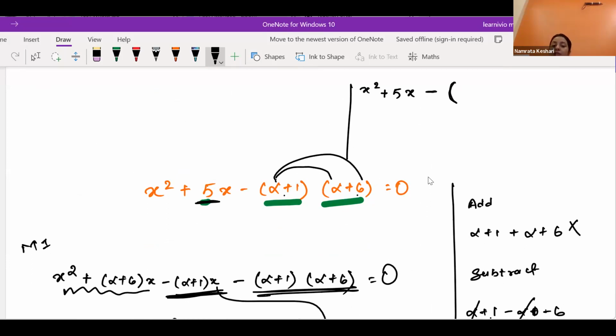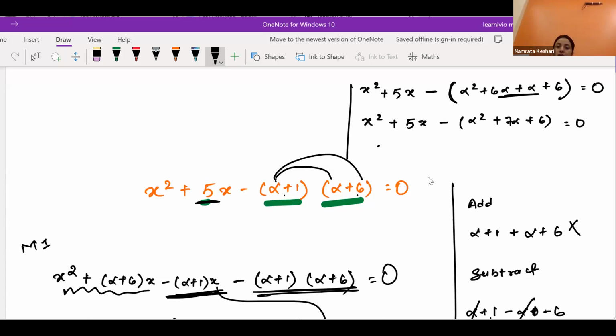We will be careful that it will be alpha square, plus 6 alpha, plus alpha, plus 6. Let me check whether this approach will work over here or not, because in most scenarios it works. Okay, let me check. Minus alpha square, as it is, 6 alpha plus alpha will be 7 alpha, plus 6, equals 0. It will become x square plus 5x minus alpha square minus 7 alpha minus 6.